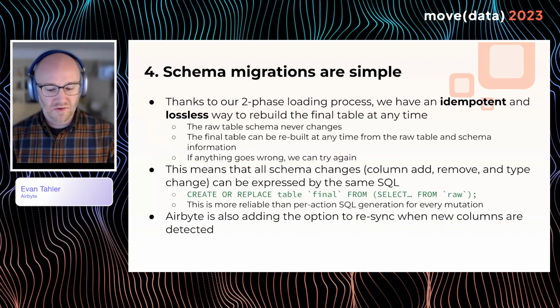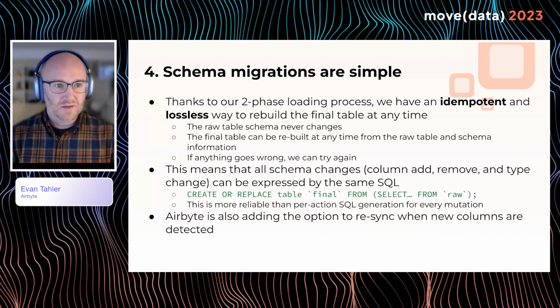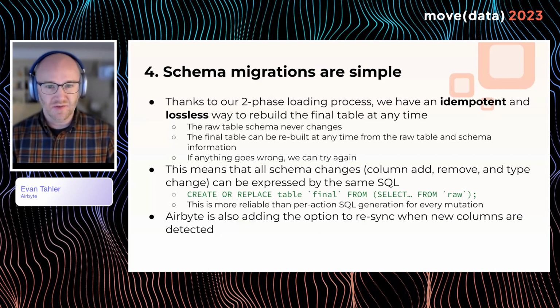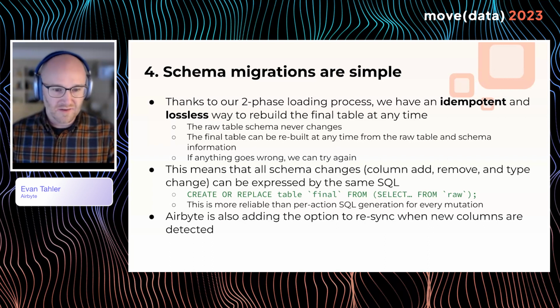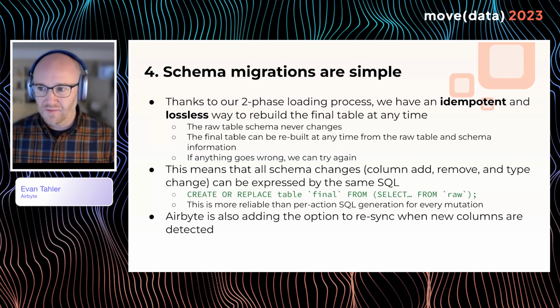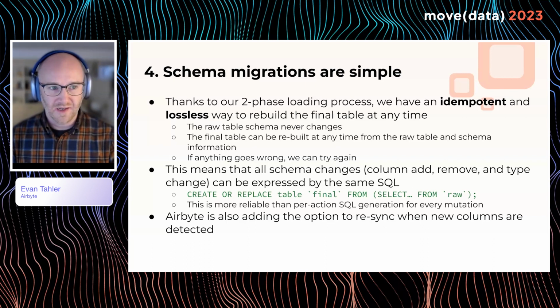The last two I'll blow through really quickly. Schema migrations are simple. Because we have this two-phase loading process, we can always rebuild that final table as the schemas change. That means that all schema changes are simple create or replace tables from the raw table into the final table. So as you gain new columns or change types, it's really easy to just do this same operation in an idempotent way. And if anything goes wrong, we can always try again.